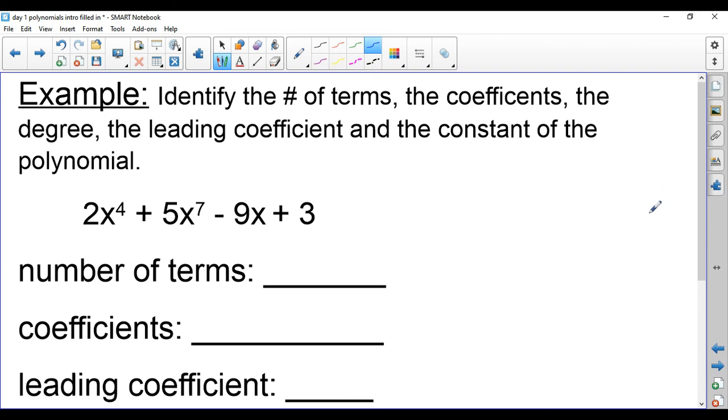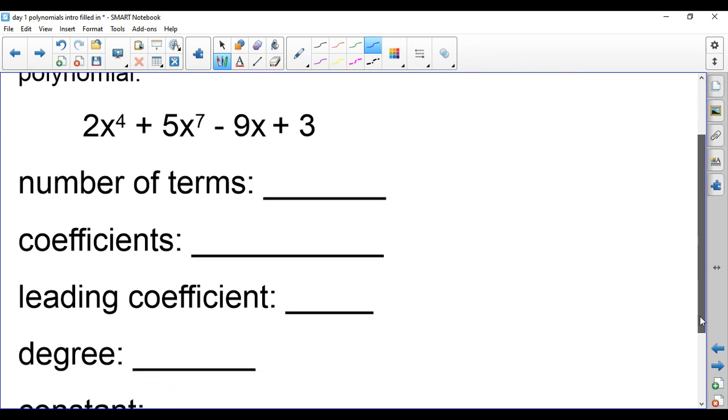One last example where we're going to put all of these things together. We're going to identify the number of terms, list the coefficients, the degree, the leading coefficient, and the constant of the polynomial. As long as we know what all these directions mean, there is no calculations involved in the work. We just need to know what we're being asked for.